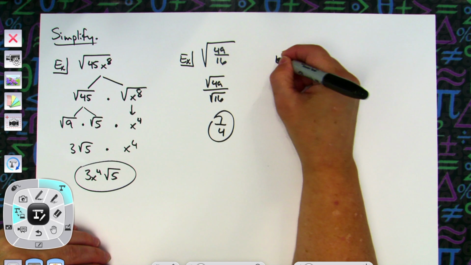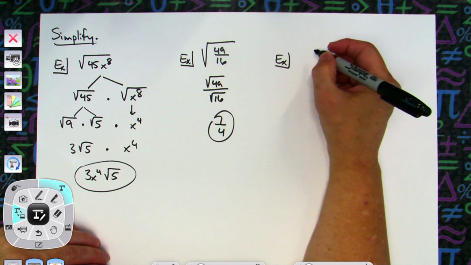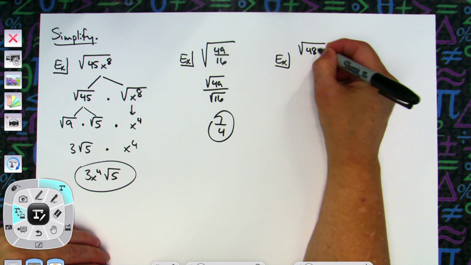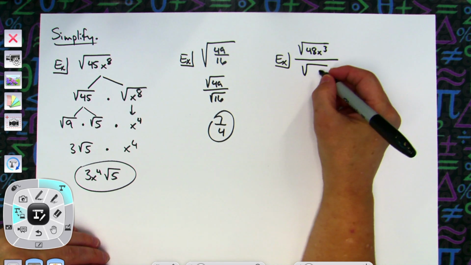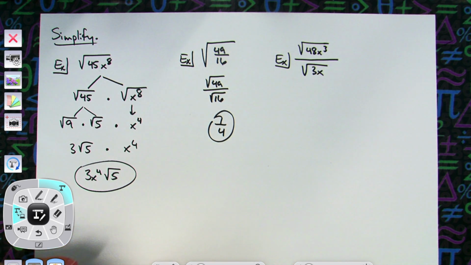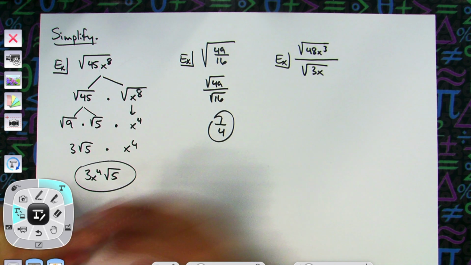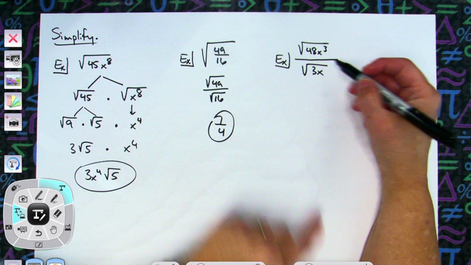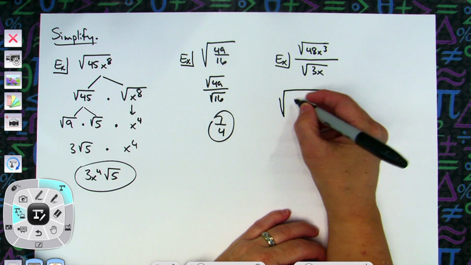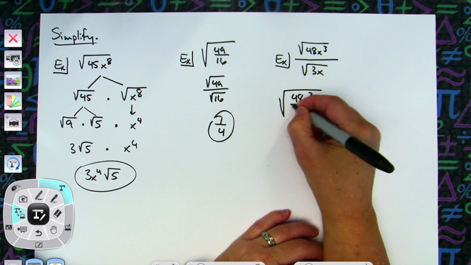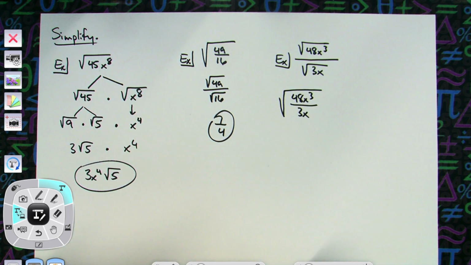So if I had it already in two individual radicals, like square root of 48x to the 3rd over square root of 3x, 48 is not a perfect square root. 3 is not a perfect square root. So I'm going to use this rule in reverse. I've got two individual ones, so the rule says I can write it as one great big radical of 48x to the third over 3x. That allows me then to work with whatever's underneath that radical and simplify it.